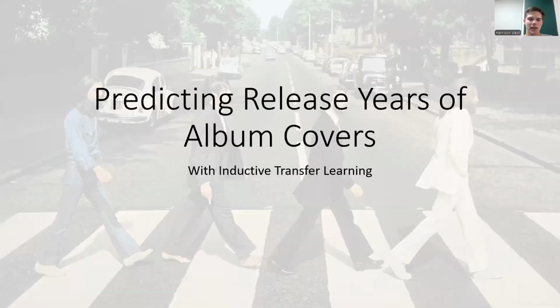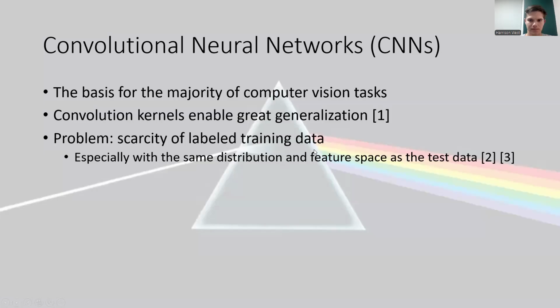Okay, I'm Harrison West, and this is my project predicting the release years of album covers with inductive transfer learning. So, I want to talk about convolutional neural networks.